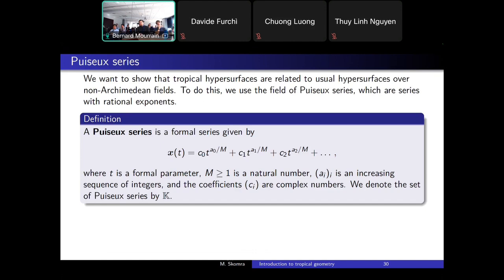A Puiseux series is a formal series given by such an expression, where t is my formal parameter. The exponents are given like this: the a_i are integers, so they can be negative, and n is the common denominator of my series. These are basically series with rational exponents, but the denominator is the same for every term. And the coefficients here are supposed to be complex numbers.